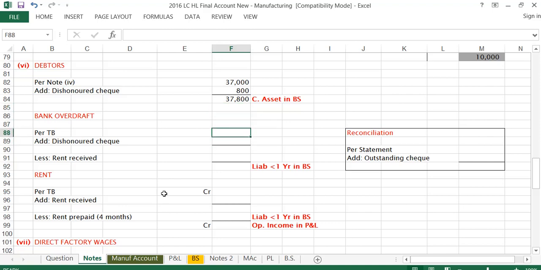The bank overdraft, as we saw a few minutes ago, from the trial balance is 42,600. But now there's a dishonoured check, so that person hasn't actually paid us, so we're owed that balance again. So that is going to increase our overdraft by 800, because we would have initially put in that we received that money. Now we didn't, so our overdraft is going to go up by 800. So it's now 43,400.